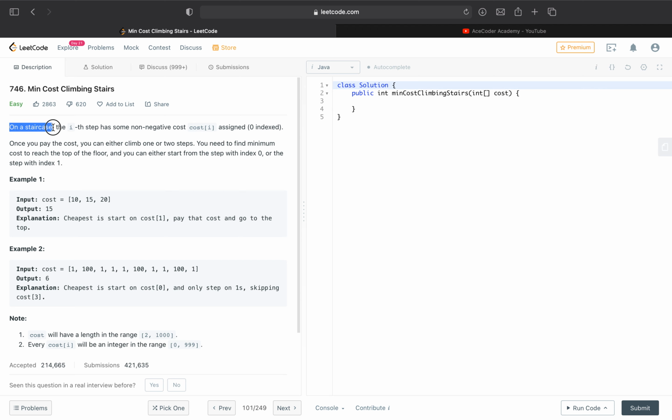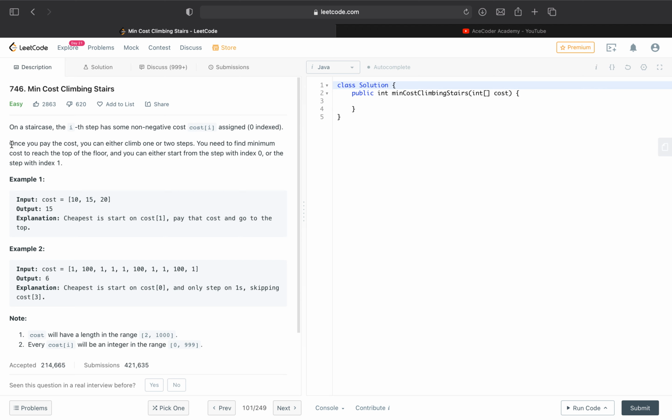On a staircase, the ith step has some non-negative cost assigned, zero indexed. So we are given an array whose name is cost, where each index contains a value which is the cost, and that too non-negative. There is a difference between positive and non-negative. Positive numbers include 1, 2, 3, 4, 5, 6 and so on, but in non-negative, 0 is also included, like 0, 1, 2, 3, 4, 5, 6 and so on.